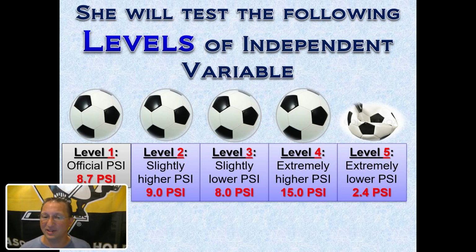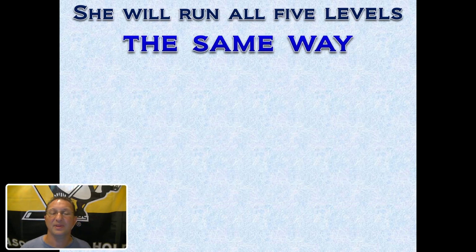Maybe that's after she kicks it. Anyways, so how many levels does she have? She has 5 levels. Each level, what did she change? She only changed the psi. She only changed the air pressure. Which level was her controlled level? It's the one that was most normal, the official psi.